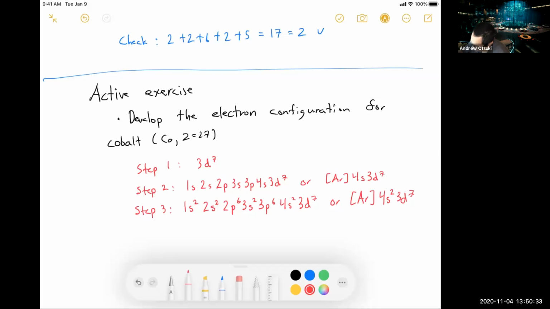Now we check. Step 4, you can check. So we have 2 plus 2 plus 6 plus 2 plus 6 plus 2 plus 7. So the first ones are 4, 10, 18, 20, plus 7, 27. So we have 27. So that's good. And that's our final answer.